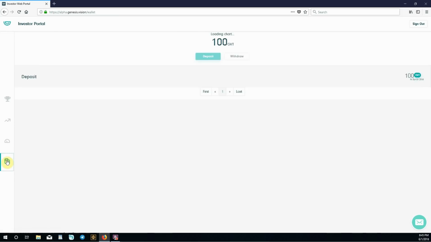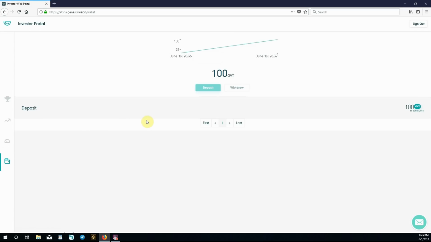Let's check our wallet. So this is our wallet. Because this is in alpha mode, there's not real money in it. So we have 100 Genesis Vision tokens, but it's not 100 real tokens. This is play money. This is a visual representation of the deposits and the withdrawals in the account because we just opened it. This is why it looks like this.